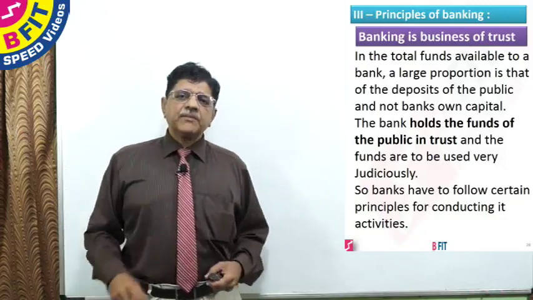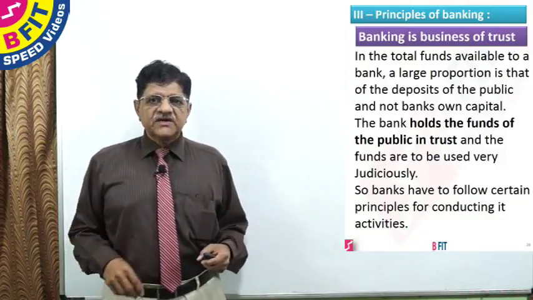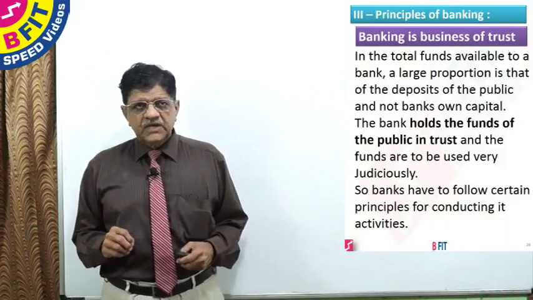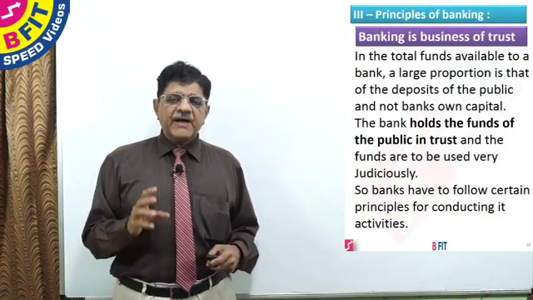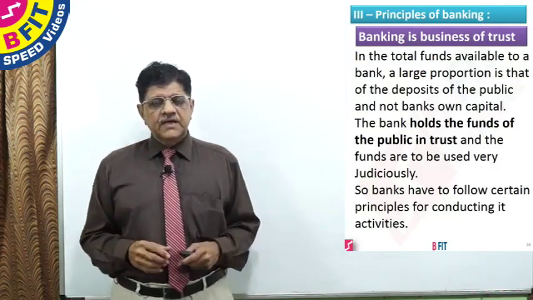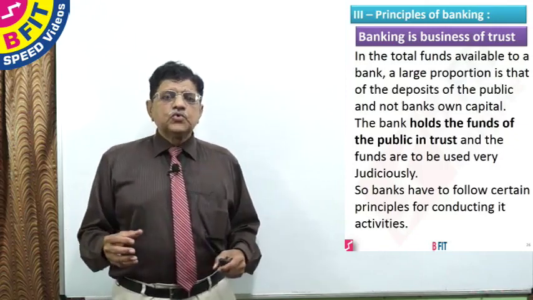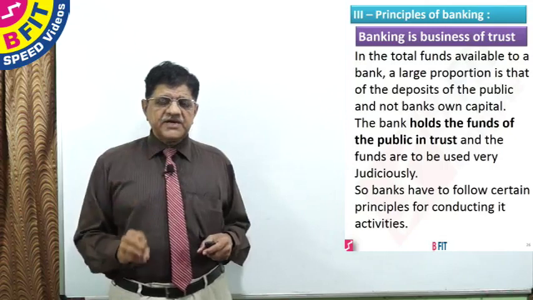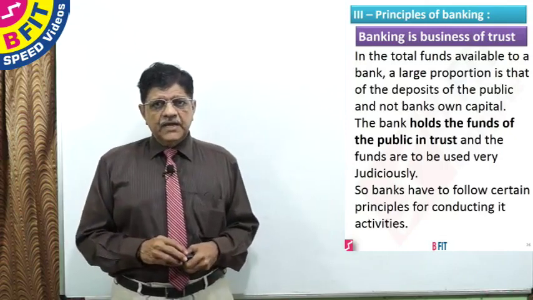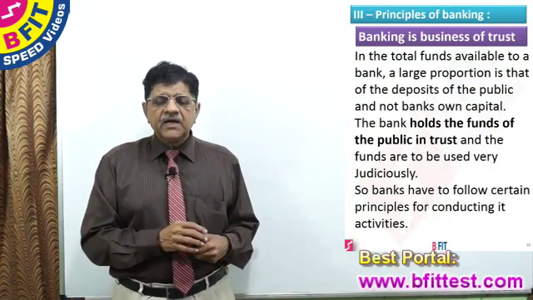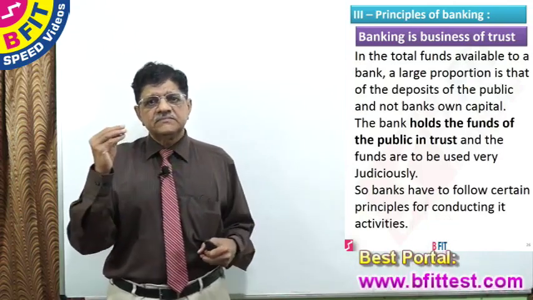Having seen what are the permitted and prohibited activities of a bank, now let us look at some of the principles of banking, which starts with the business of trust. Banks use not their own money. If you look at the bank balance sheet very carefully, the money owned by the bank, namely its capital, will be less than 10%.